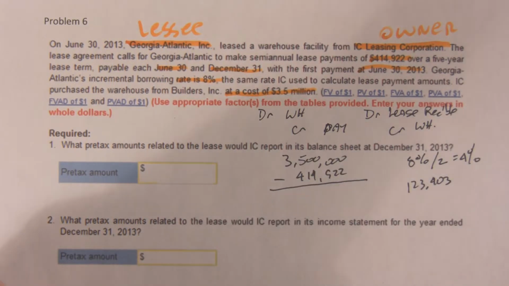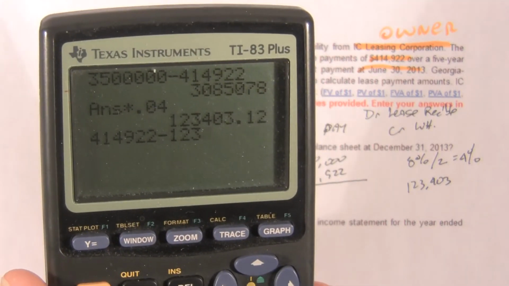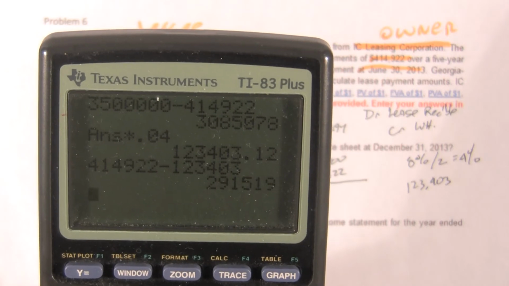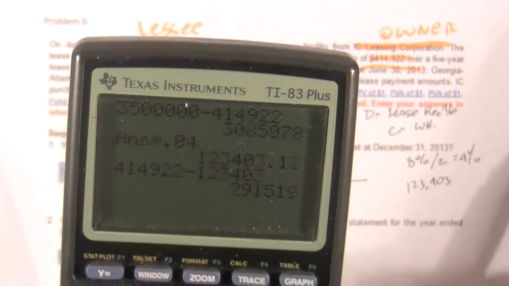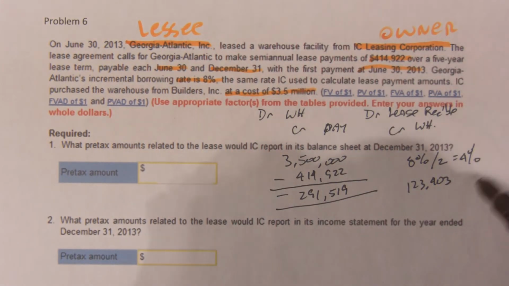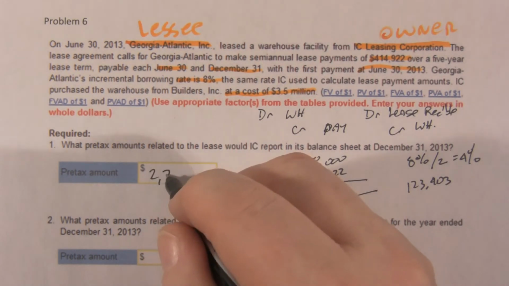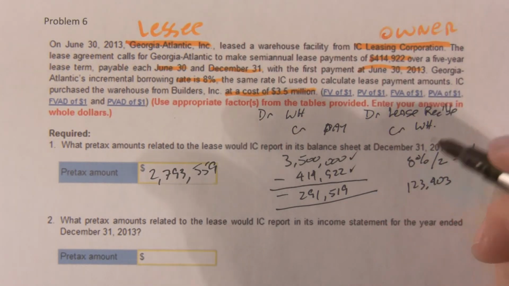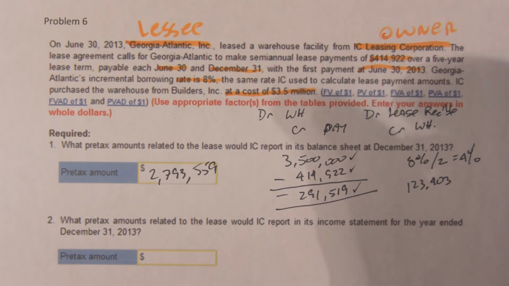So of the $414,922 payment, $123,403 is interest. So the reduction to the lease receivable is $291,519. So when you do those two subtractions, you come up with $2,793,559 is the amount that's going to end up on the owner, the lessor's balance sheet at the end of that year. So it's the original amount minus the first payment or the down payment minus the reduction after the interest.